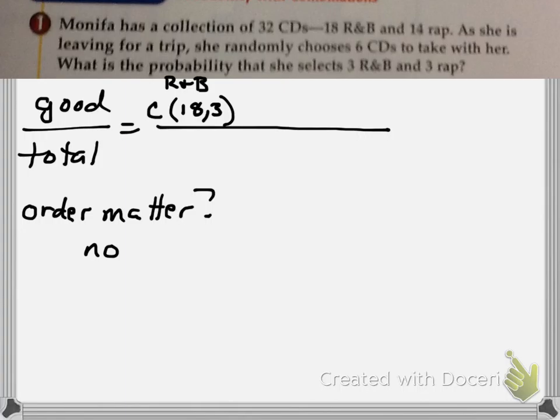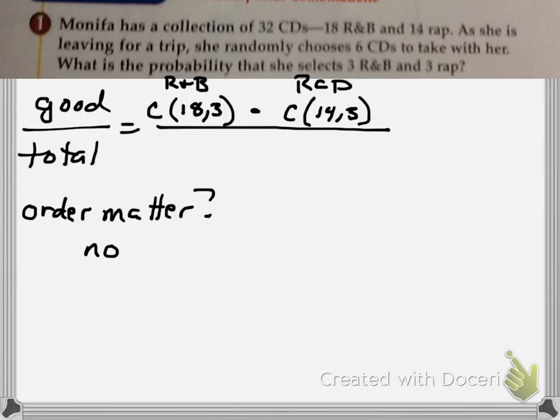I'm just thinking about the R&B CDs right now. You have 18 of them. You are choosing 3. For the rap, you have 14, and you are choosing 3. We're trying to figure out how many different ways we can have 3 and 3.